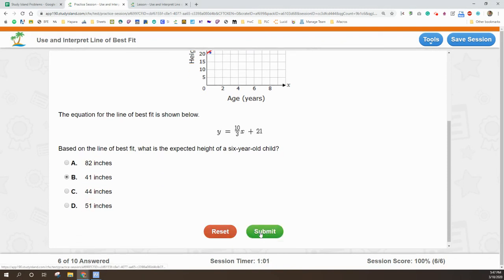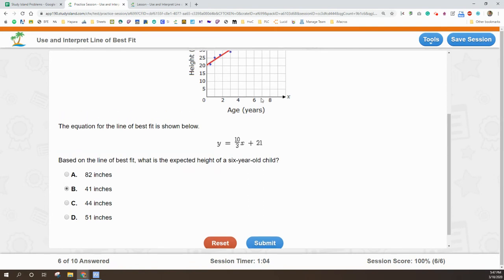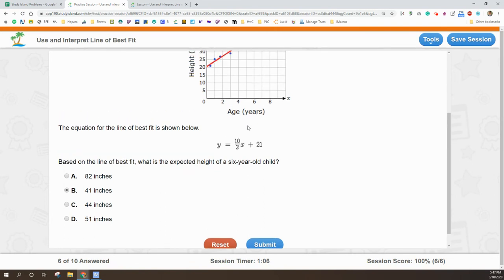No more work necessary. Now, if I wanted to plug in the values like we did on the last problem, the age, what they gave us, was the x value this time. So it'd be 10/3 times x, but our x would be 6. So 10/3 times 6 plus 21. 10/3 times 6 is 60 divided by 3. And 60 divided by 3 plus 21 gets you 41 because 60 divided by 3 is 20, and 20 plus 21 is 41.